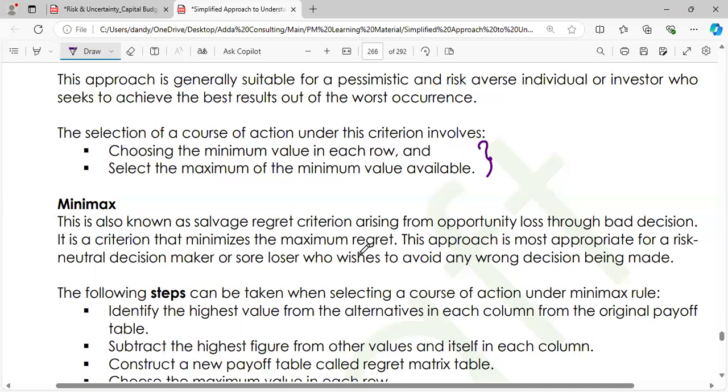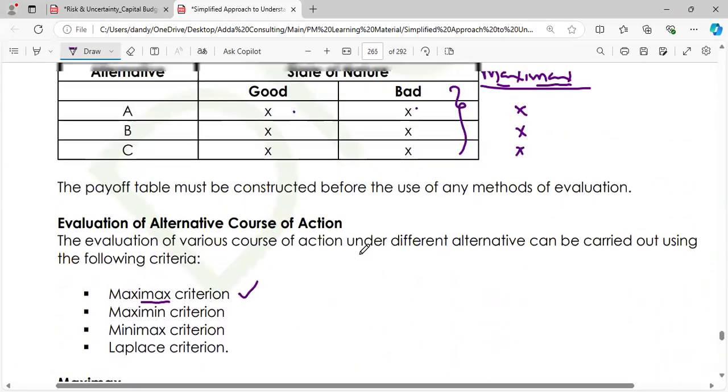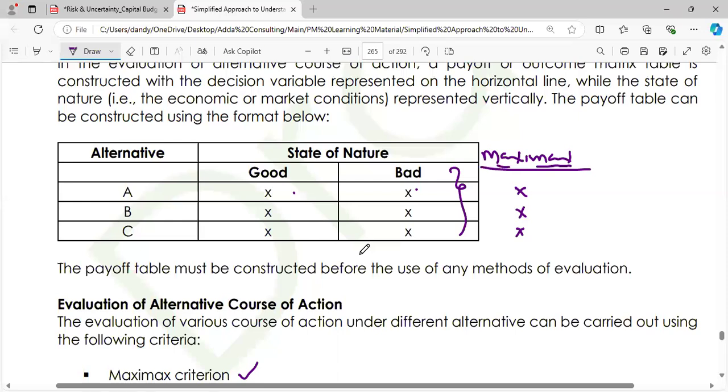As far as Minimax is concerned, when you want to evaluate an alternative using the Minimax or savage regret criterion, there are 4 key procedures you are supposed to follow. From the payoff table, the first step is to identify the highest value in each column, and then you deduct each value in the column from that highest value, including the highest value from itself.